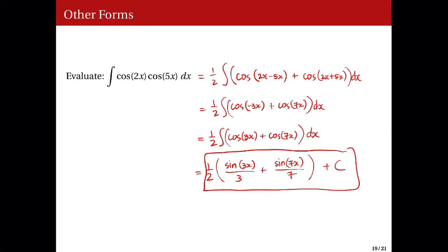Sir, can you re-explain how you got the negative out from the 3x? It's a property of your cosine. Cosine of negative x is always cosine x. Okay, so that's why the negative just disappeared. That's for cosine. You might use this later. Sine of negative x is negative sine x. Okay?